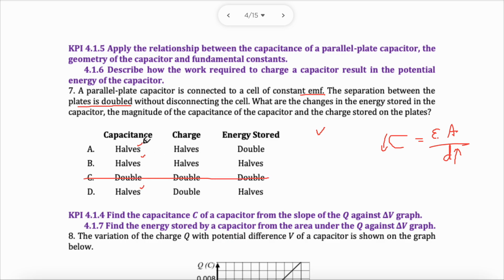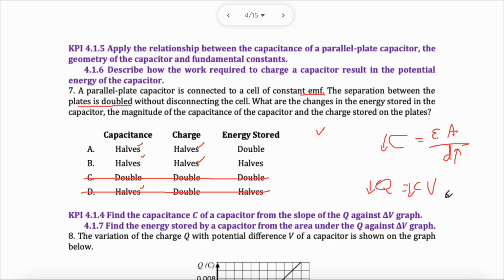Very nice. Next, what happens to my charge? Well, we just did Q equals CV, didn't we? I reduced my capacitance. Voltage is locked. But I've reduced the capacitance. It means my charge will be reduced as well. So that means I have halved my charge. Very nice. Halved and halved. D is out. I have A or B to choose from.